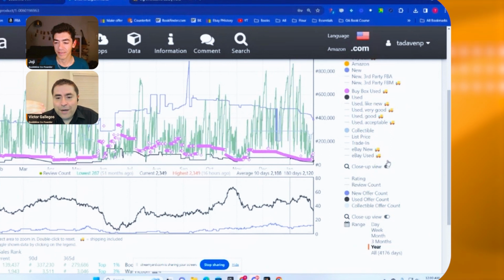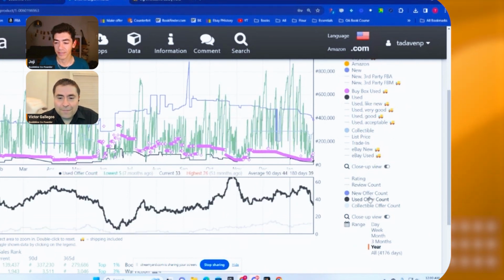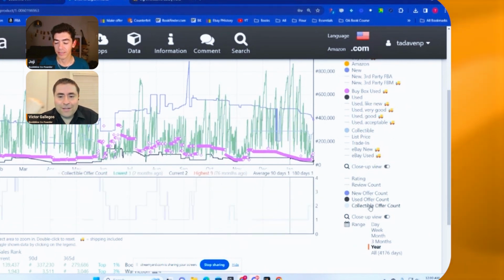And then I do have on the bottom the new offer count and the used offer count, but I don't have the collectible offer count, so I don't see the collectible when I'm looking. Because as you can see in our other videos, we talked about collectible being a subpar listing. So in my eyes, they don't play in the same playground as us. They're in the side playground.